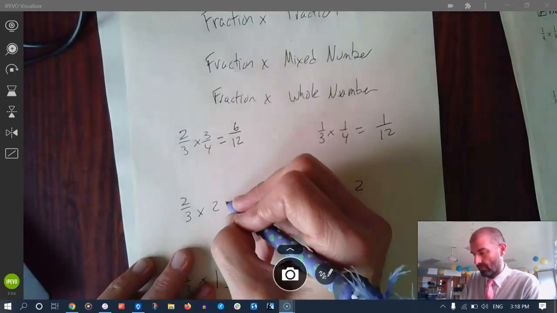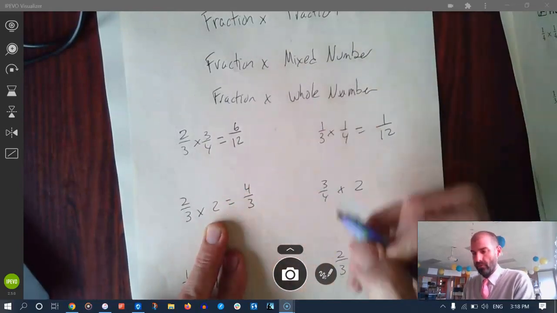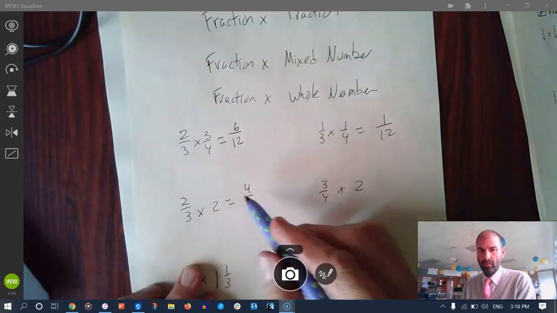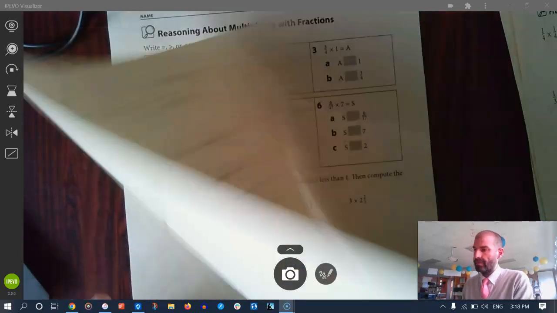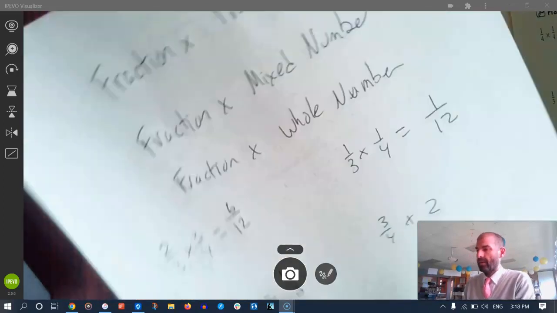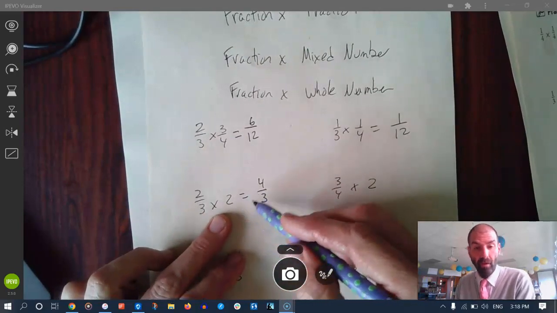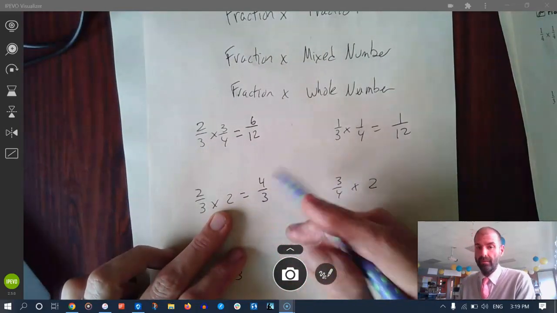2/3 times 2. This is going to give me 4/3. Okay, which one does this go under? 4/3, is that less than 1? No, 4/3 is not less than 1. So it looks like when we have a whole number, sometimes we are going to get an answer above 1. Right? So that doesn't go there.